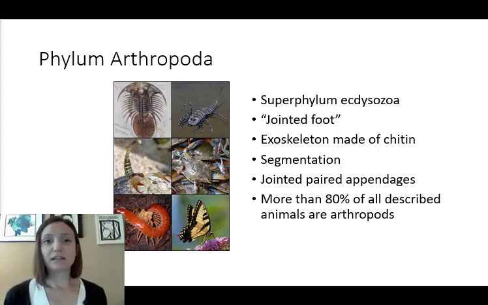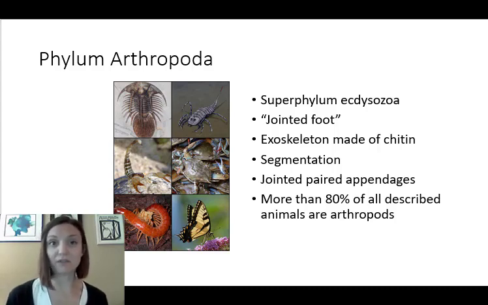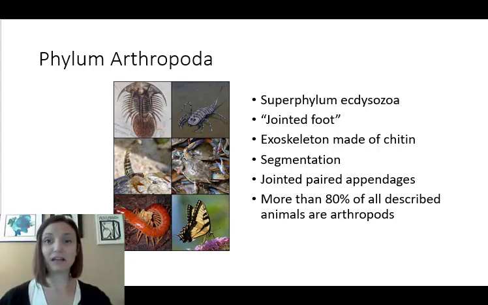This group also has segmentation. It presents with segmentation, the metamerism, like we saw with the annelids. So it's going to have repeated body segments with maybe some differentiation of the limbs that are attached to that body segment, or specialization of the segments, but those are the repeating units that we're going to see.